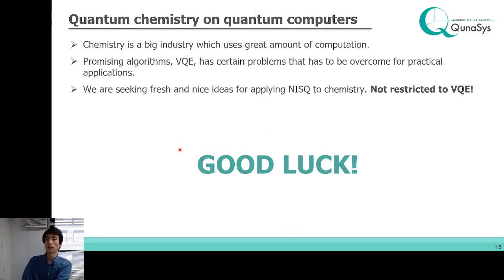So to summarize, chemistry is of big interest and uses a great amount of computation, but promising algorithms such as VQE have certain problems that have to be overcome for practical applications. So we are seeking fresh and nice ideas for applying NISQ to chemistry, and we don't want you to restrict yourselves to VQE. You can use quantum Monte Carlo and quantum variational Monte Carlo techniques, and also, for example, you can use classical state-of-the-art techniques before the VQE. So this challenge is, you can do anything, as long as you use a quantum computer.